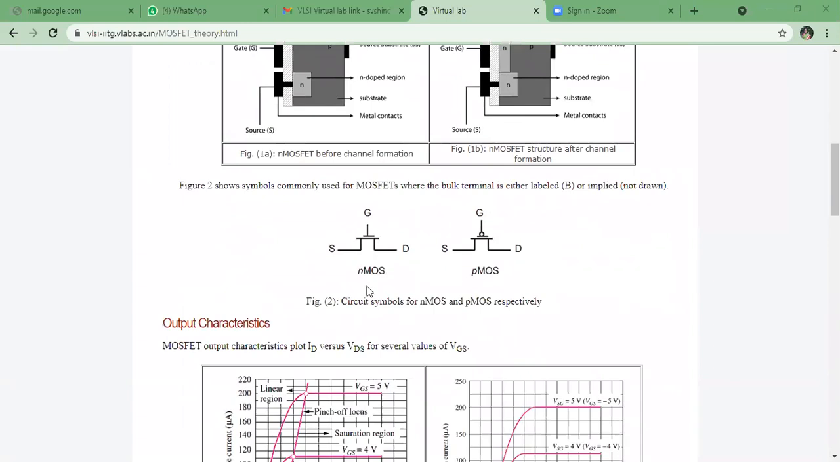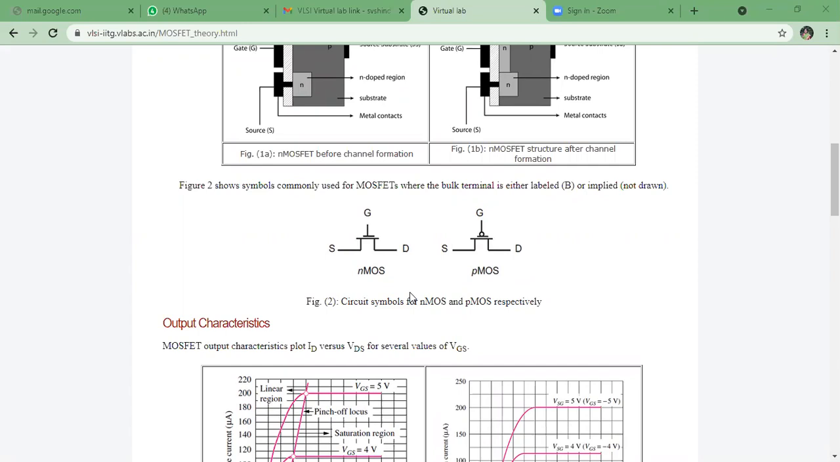Now this is the symbol. This is the symbol of N MOSFET, and this is the symbol of P MOSFET. Now what is the difference between the symbols? If the bubble is available at the gate terminal, the type of the MOSFET is P MOSFET, and if the bubble is not available, the type of the MOSFET is N MOSFET.